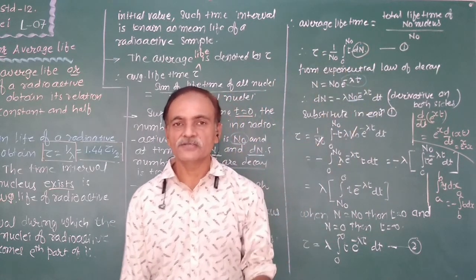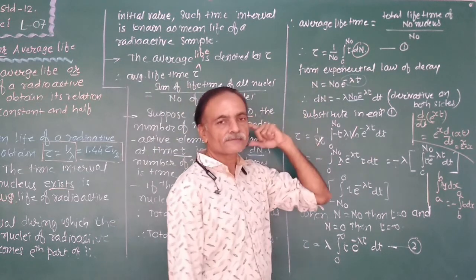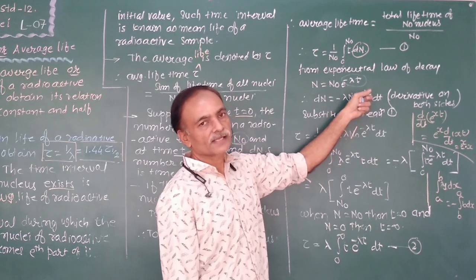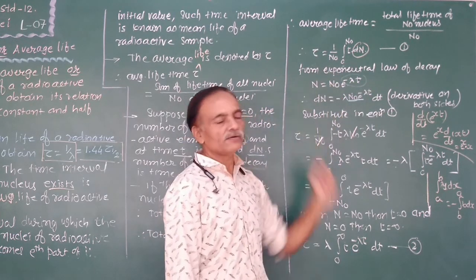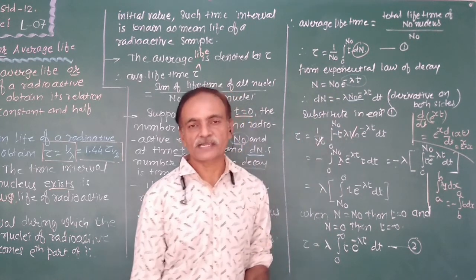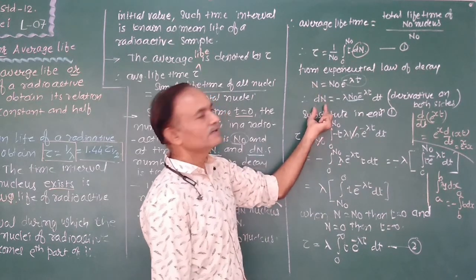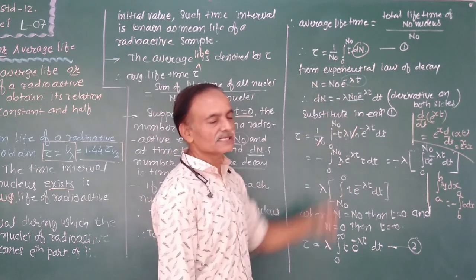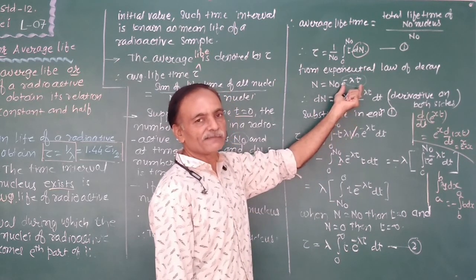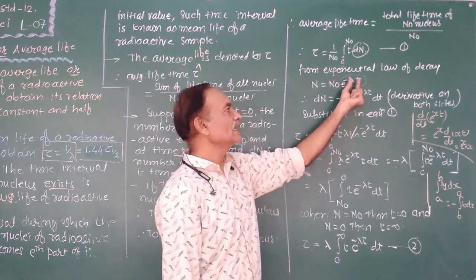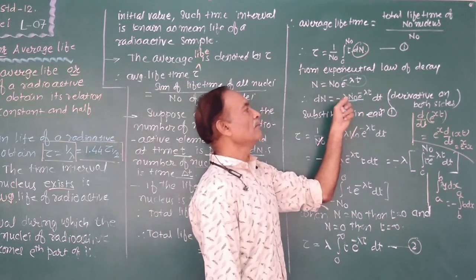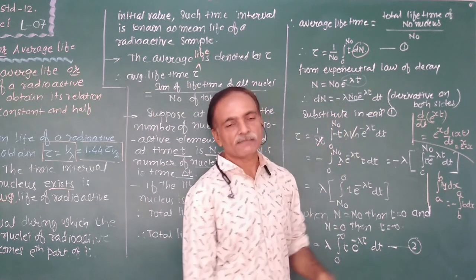For that purpose, we use the exponential law of decay: N is equal to n0 e^(-lambda t). Taking the derivative on both sides, the left hand side with respect to n and the right hand side with respect to t, n changes to dn as the time changes to dt. Therefore, n0 as it is, and the derivative of e^(-lambda t) is e^(-lambda t) as it is, and the derivative of lambda t is only lambda with a minus sign. Therefore dn is equal to minus lambda n0 e^(-lambda t) dt.